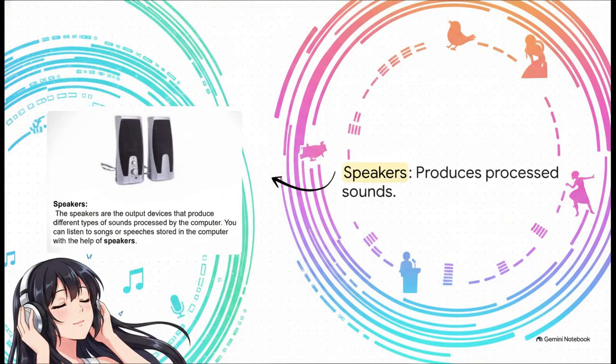And just like the computer can listen to us through a microphone, it can absolutely speak back to us through output devices called speakers. These take the digital audio data that the computer processed and turn it back into physical sound waves. That's what allows you to listen to your favorite songs, hear system alerts, or play back recorded speeches.